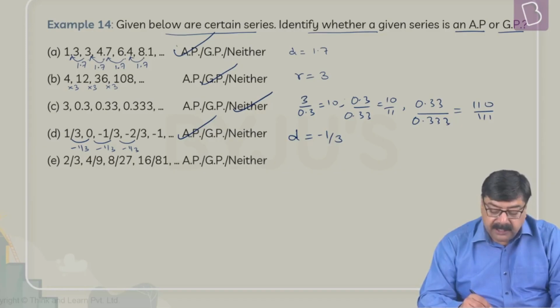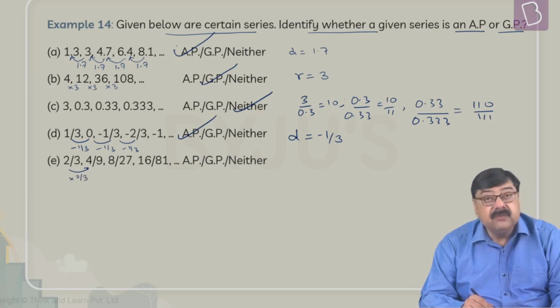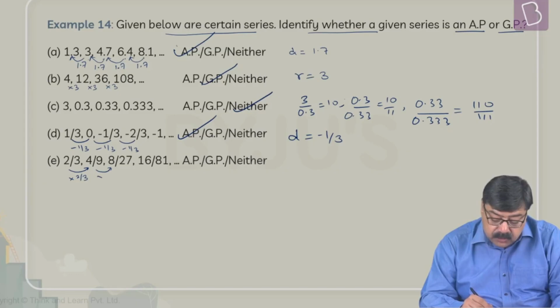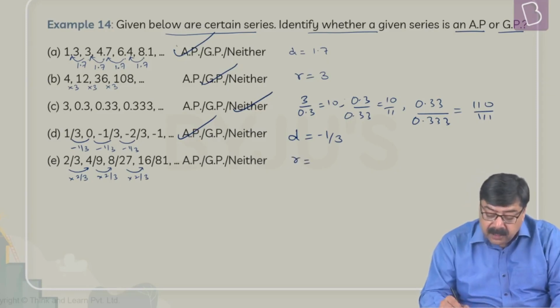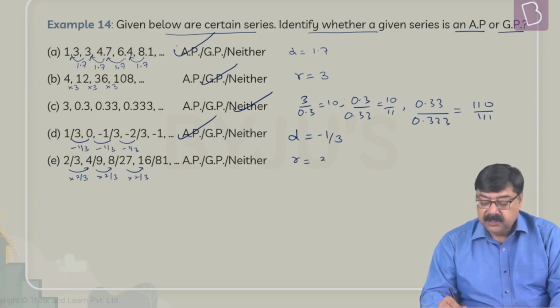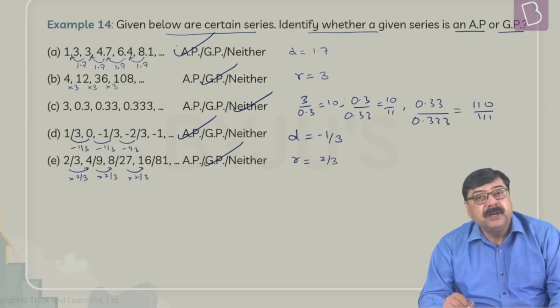2 by 3, 4 by 9, 8 by 27, and so on. So this is quite clear. 2 by 3 into 2 by 3 is 4 by 9. Into 2 by 3 is 8 by 27. Into 2 by 3 is 16 by 81, and so on. So here we have a common ratio, and that is 2 by 3. So hence this is a geometric progression.